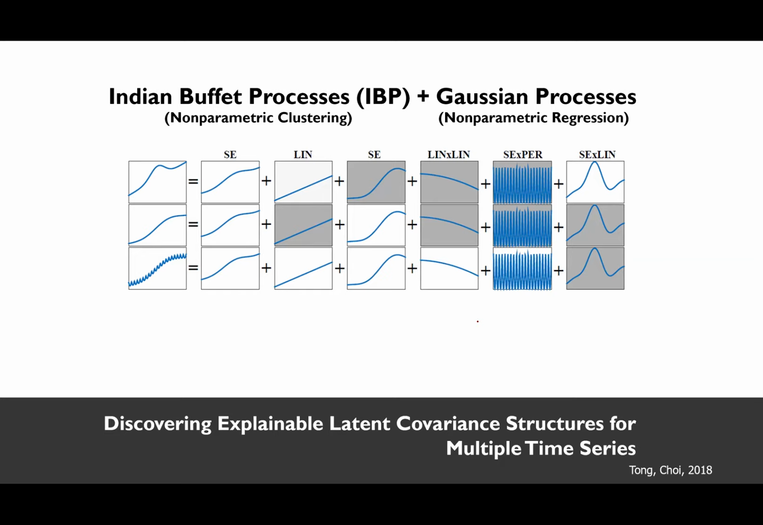So what we can do is use this Gaussian process kernel decomposition by selectively finding kernels in the time series. Suppose that we have three time series, and only one has a periodic pattern. Then we can learn the periodic pattern, but only that one time series is selected for it.